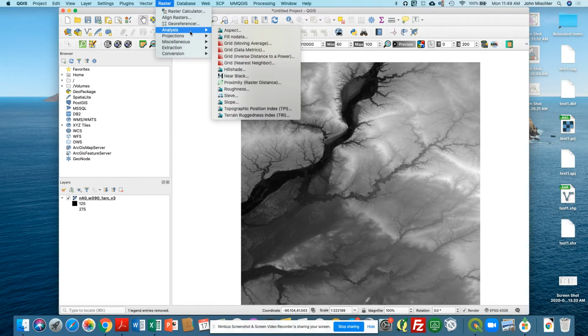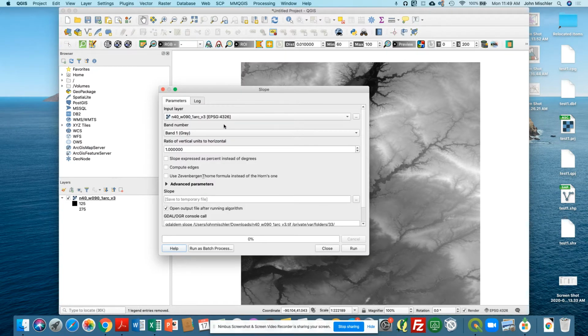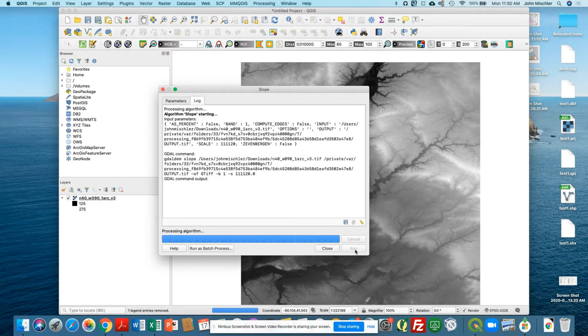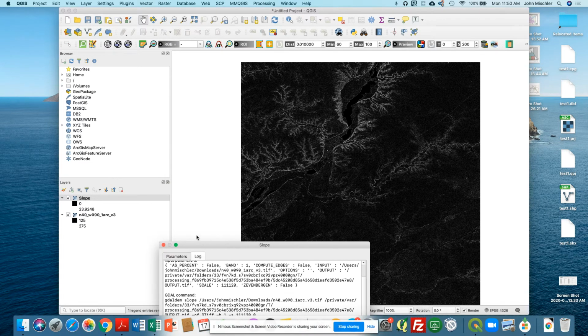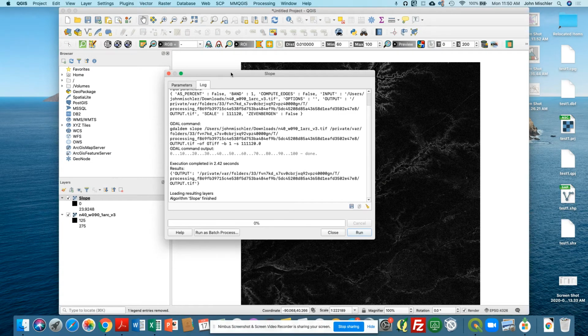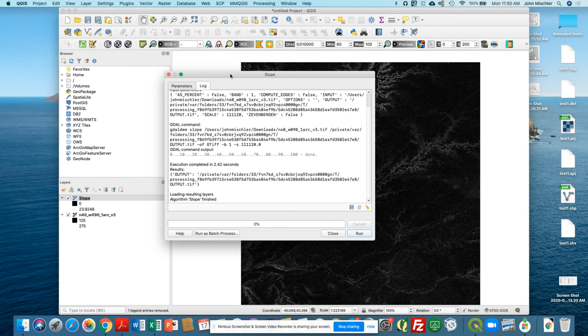So if we go to raster, analysis, slope, and ratio of vertical units to horizontal. So if we put in 111,120, right? And so right now we're looking at slope in degrees, and we run it with that correction factor. That'll correct for the fact that our x and y are in degrees while our elevation is in meters, and you end up with slopes ranging from 0 to 23 degrees or so, which makes sense. That's in line with reality.